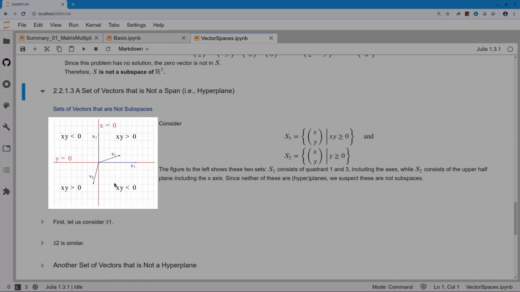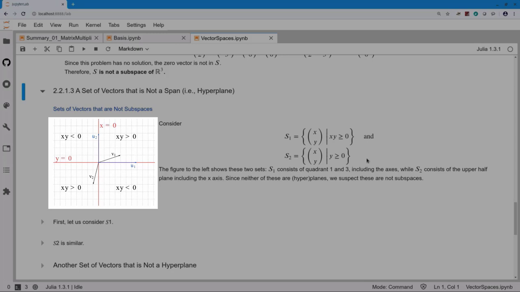Similarly for quadrant 3 and 4. And when you now look at S1, you want the areas where x times y is greater or equal to 0. So the first quadrant, any one vector in the first quadrant is in, any one vector in the third quadrant is in, and x times y equals 0 is either x equals 0 or y is equal to 0, is either the x-axis or the y-axis, and so the axes are inside of S1.